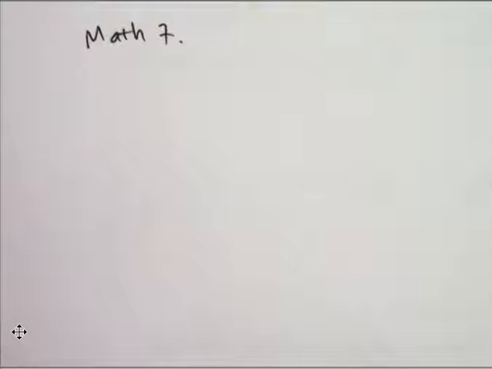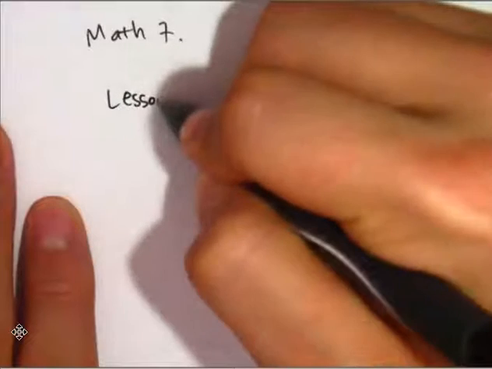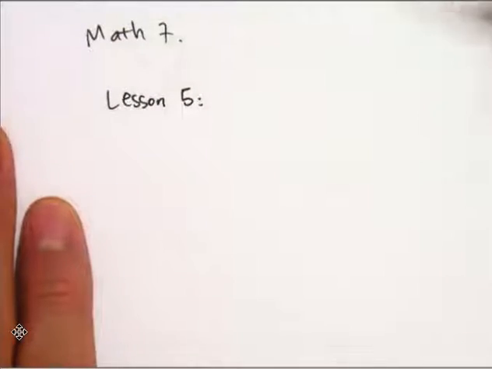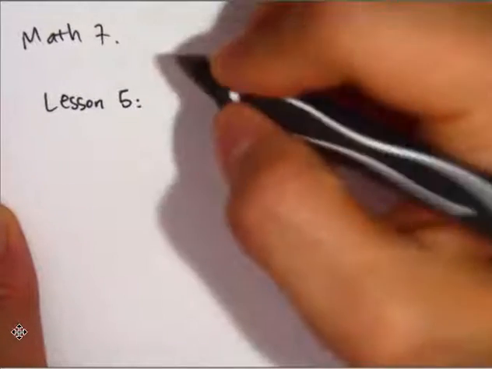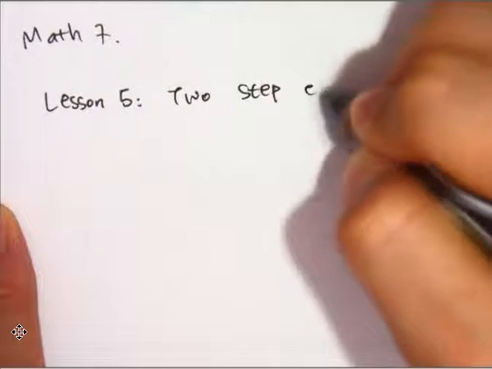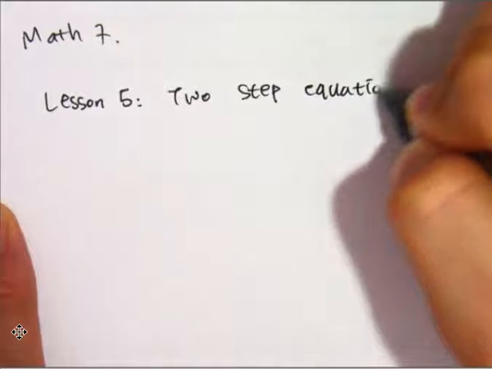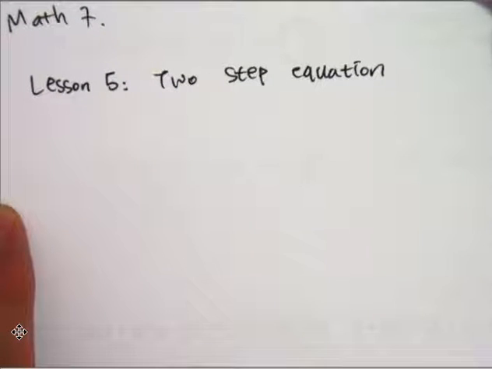Hello Math 7. Today we are going to do one of the last lessons of algebraic equations. Today's lesson title, I believe, is lesson number 5. If it's not, please continue from the previous lesson. The title is two-step equations.